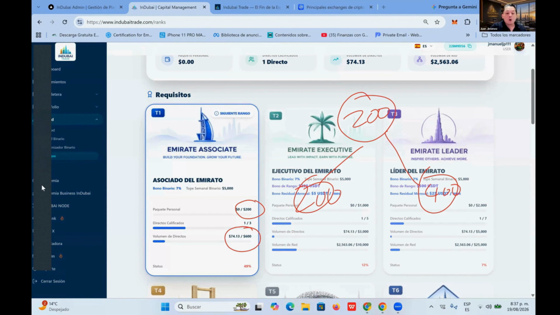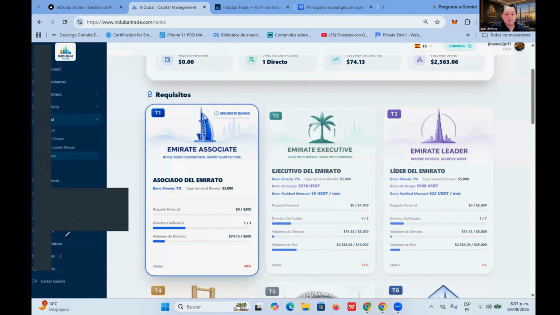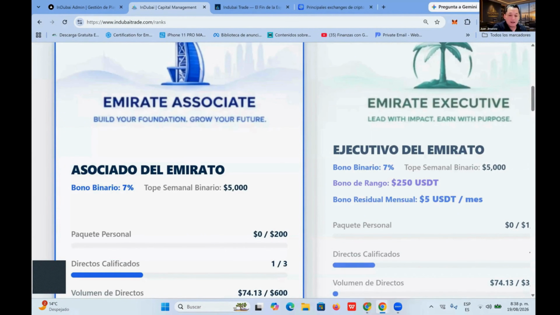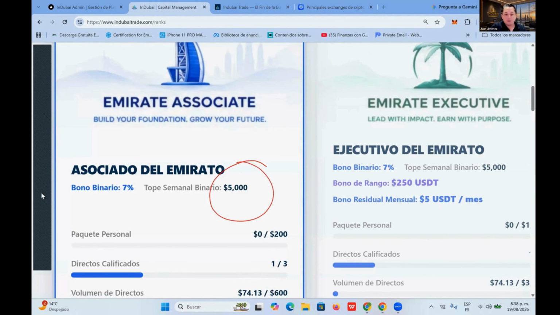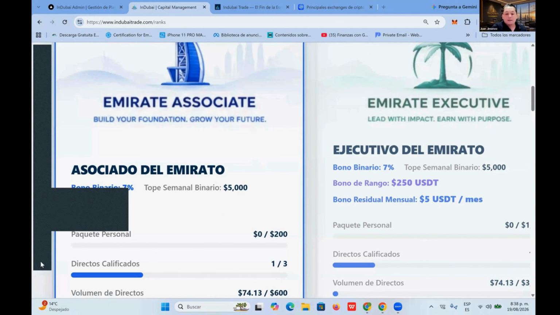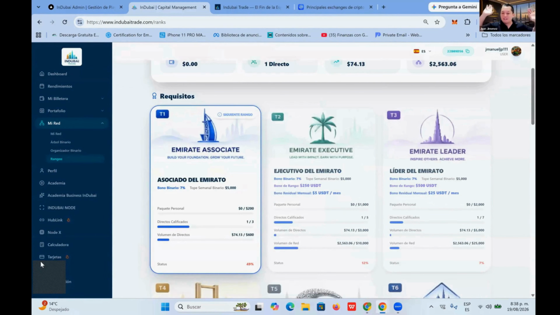And you collect that bonus with a weekly cap. You can earn up to $5,000 with this bonus, okay? Collecting 7%, all right? Are the rules becoming clear? It's easy, right? Luis, so you can help me organize this, and let's do a train. That is brutal.